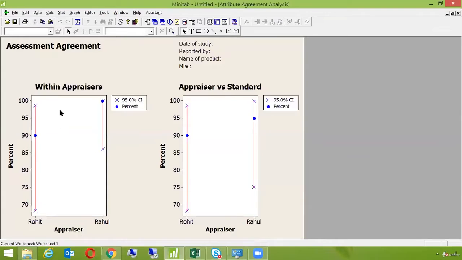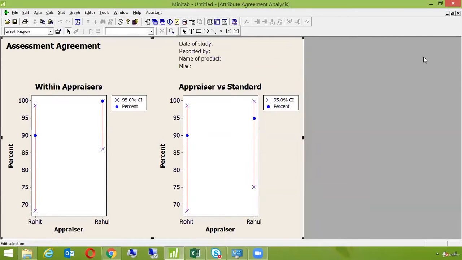Okay. So where we have within appraisers, you see Rohit 90%, Rahul 100%. Appraiser versus standard, the same thing which we calculated. Rohit 90%, Rahul 95%. So in Minitab, it's very simple.